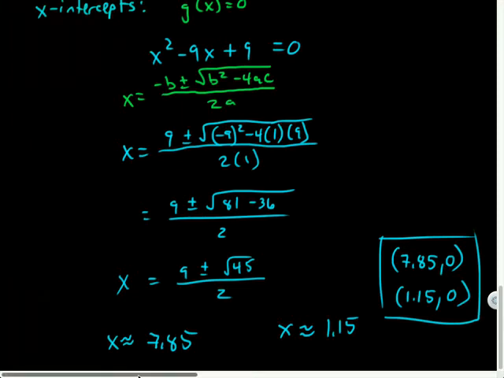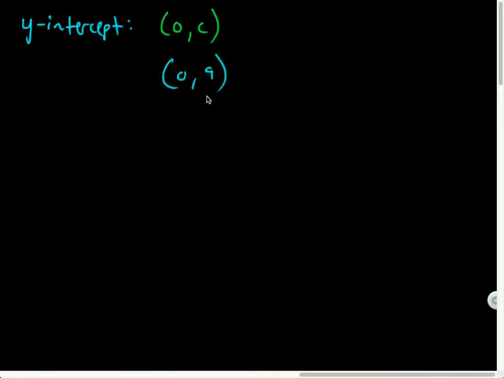Y-intercepts. Question, how do I find those? 9. Just like that. It's c. Yeah, the y-intercept, there's only one of them, and it's just the 0 comma c, right? Or just whatever old c is. So 0 comma 9 is the y-intercept. Let's see, question, which way does this open?